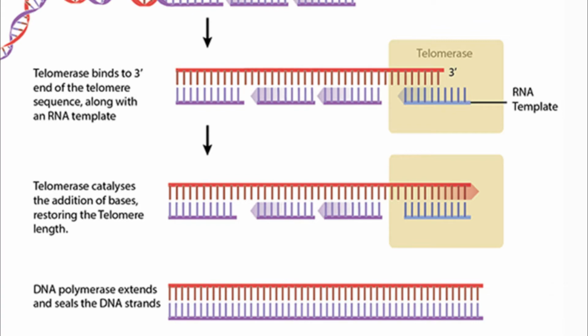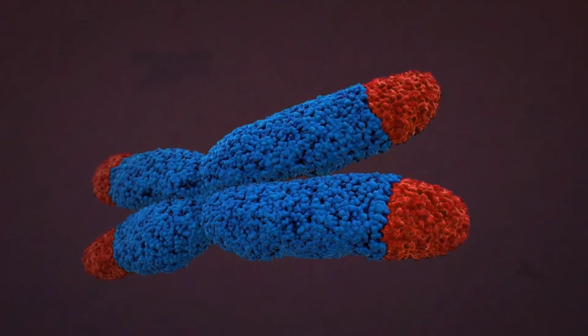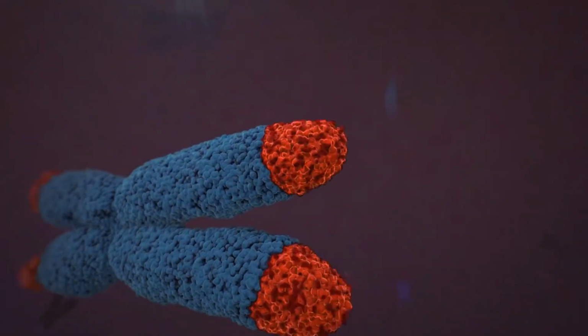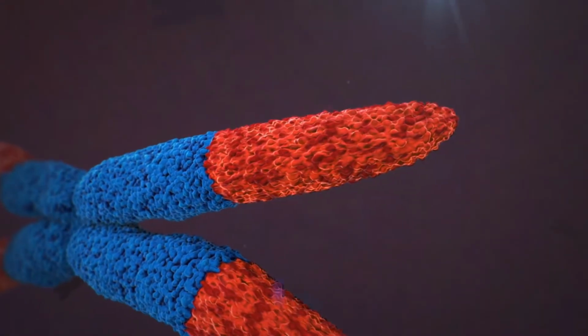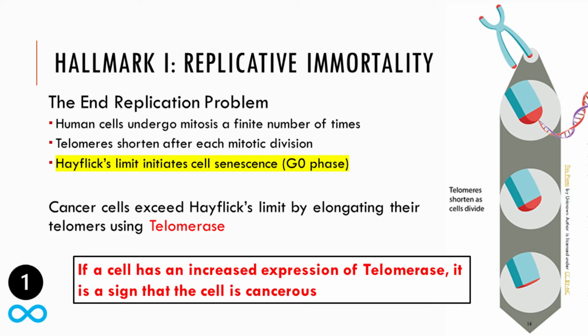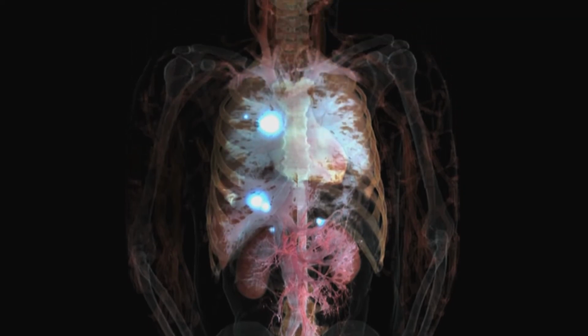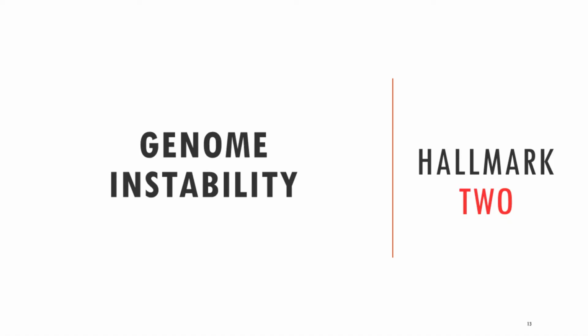Now we understand that cells avoid the Hayflick limit by continuously repairing their telomeres, which makes them immortal. But what makes these immortal cells dangerous to the body? How do these cells contribute to cancer? Let's find out. Hallmark 2 of cancer talks about genome instability.